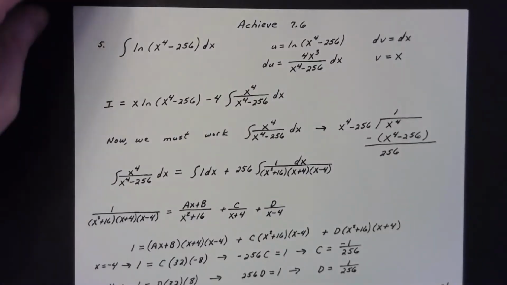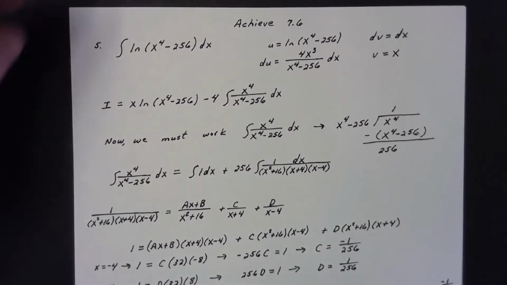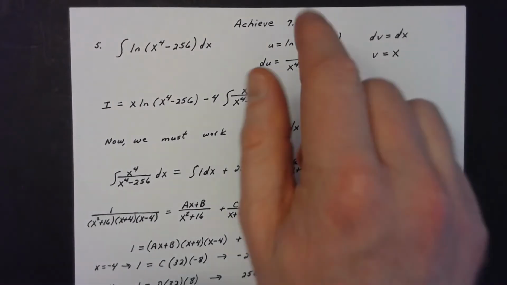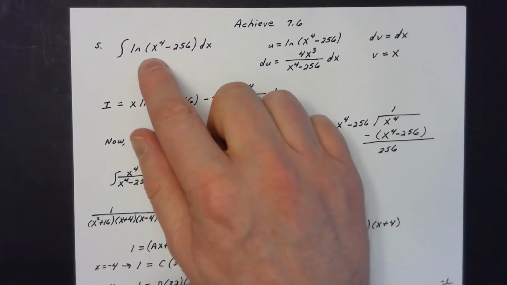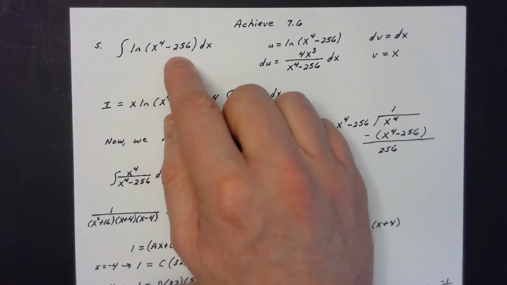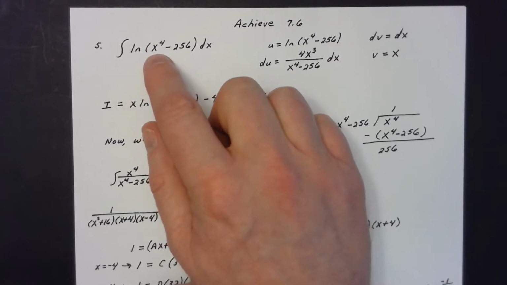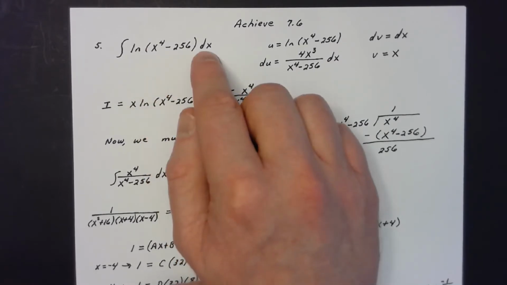I'm excited to look at this problem with you guys. It is a fun one. This is number 5 in Achieve section 7.6. It gives us the integral of the natural log of, yours will be slightly different more than likely, but the natural log of x to the 4th minus 256. Of course, we're integrating it with respect to x.